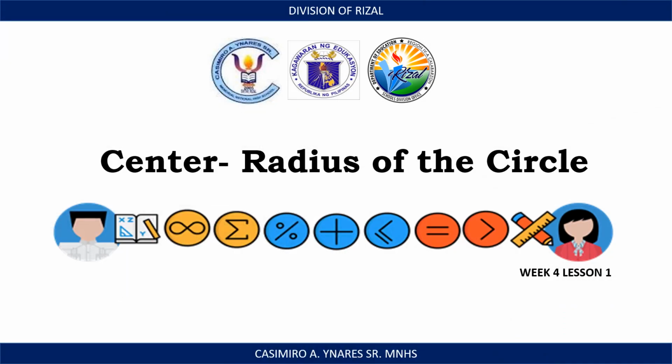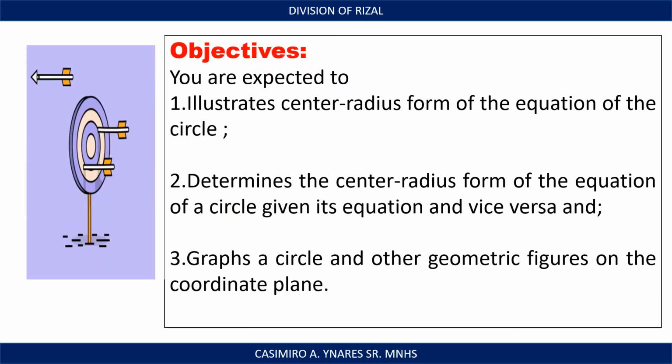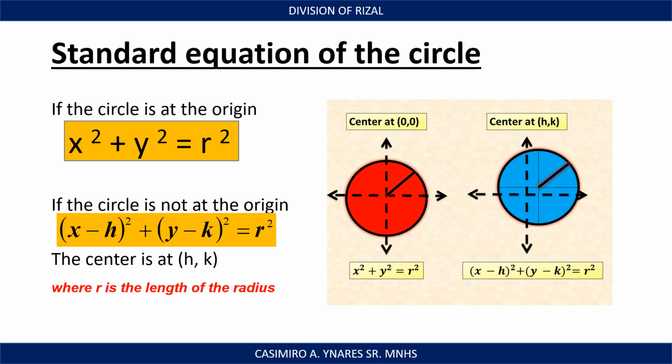Our topic is about the center and radius of the circle. Our objectives: you are expected to illustrate the center and radius, the standard form of the equation of the circle, determine the center and radius, and graph a circle and other geometric figures. So we have the standard equation of the circle.